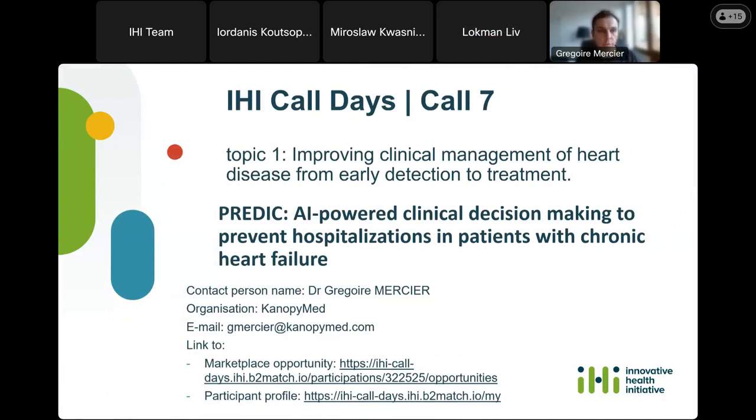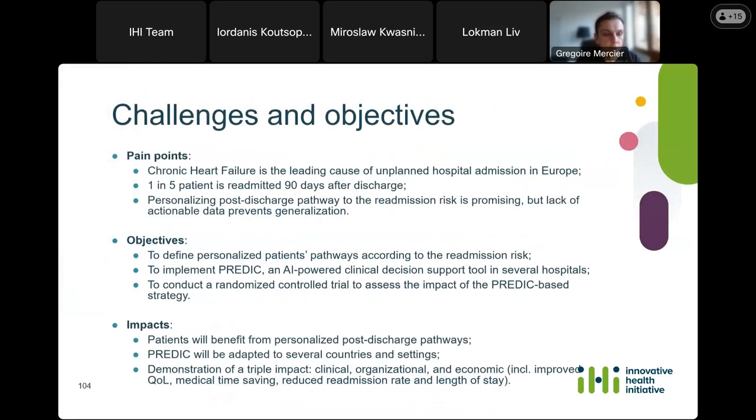And so the proposal is around PREDIC, which is an AI-powered clinical decision making tool dedicated to patients with chronic heart failure. Next, please. So chronic heart failure is obviously posing a great burden to health systems in Europe, and a promising approach could be to personalize specifically post-discharge patient pathways, but cardiologists and healthcare professionals lack actionable data to generalize this kind of strategy. And so the objective of our proposal is to define, as a consortium, personalized patients' pathways according to their individual readmission risk using PREDIC, which is a medical device, an AI-powered clinical decision support, and to assess the impact of this overall strategy within a randomized controlled trial.